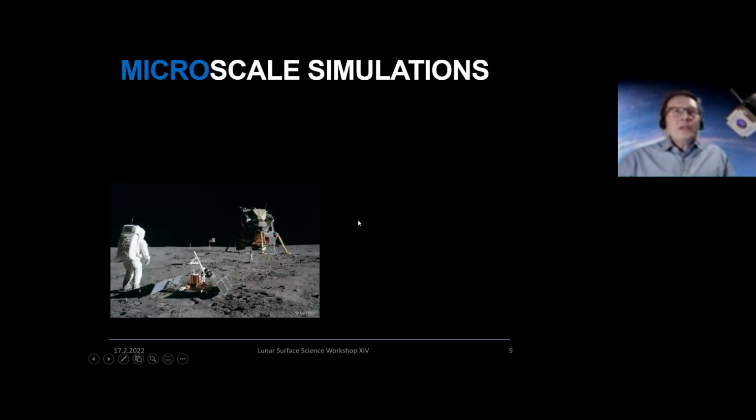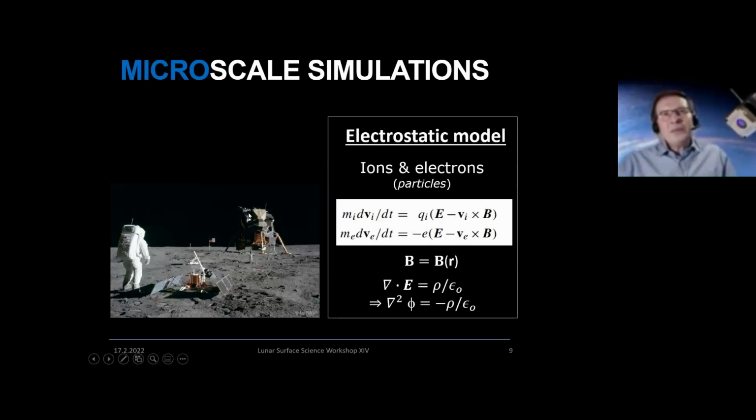And now finally we zoom even more into the kilometer and smaller space scales. The most interesting region in this microscale is the near-surface region. In order to include the relevant physics to investigate charged particles, especially charged dust particles, we have to use a full kinetic model where electrons are also modeled as particles.